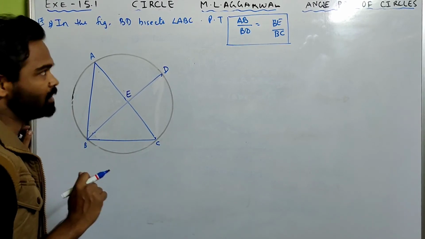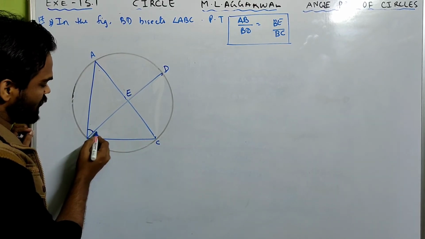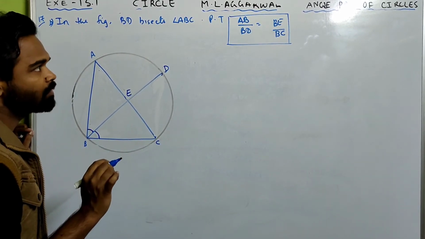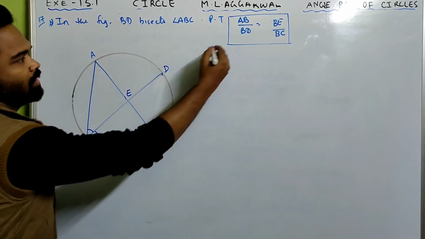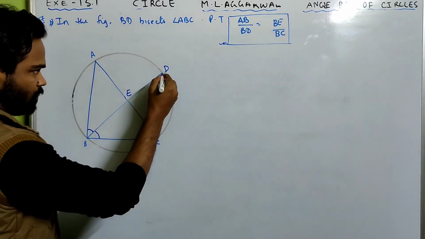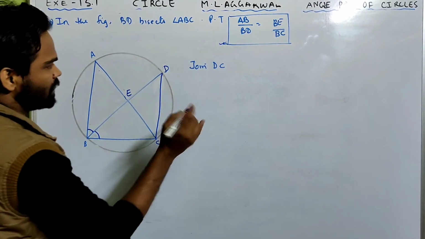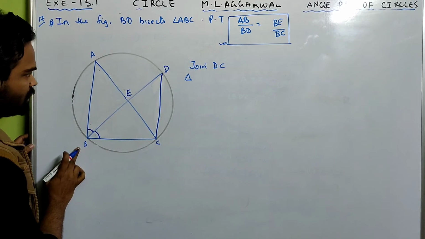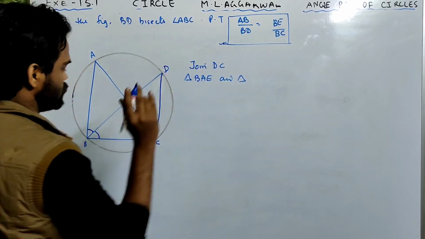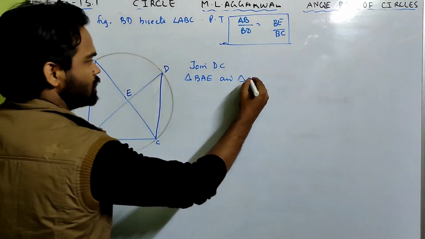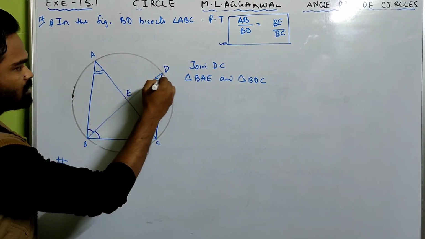Now look at this sum, 17 part B. In the figure, BD bisects angle ABC, which means this angle and this angle will be same. Prove that AB by BD is equal to BE by BC. We know that's a similarity sum. Look, first of all, what I'll do, I'll join DC. Join DC. Now look at triangle BAE and triangle BDC. Now before that, this angle and this angle are equal.